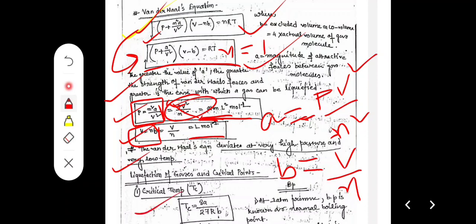Tc equal to 8a by 27Rb. b and a should be the same here. b is the excluded volume or co-volume, and a is the magnitude of attractive forces between gas molecules. So the critical temperature Tc equals 8a by 27Rb.